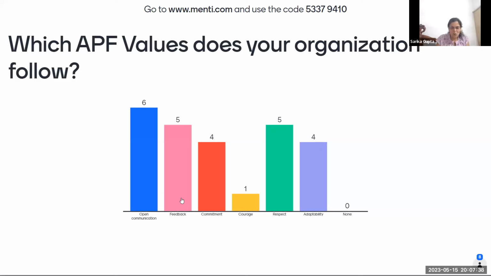Okay. So open communication tops the chart, followed by a tie between feedback and respect, followed by another tie between commitment and adaptability. Courage again coming much later. Any thoughts on the results, Lakshmi, this time?